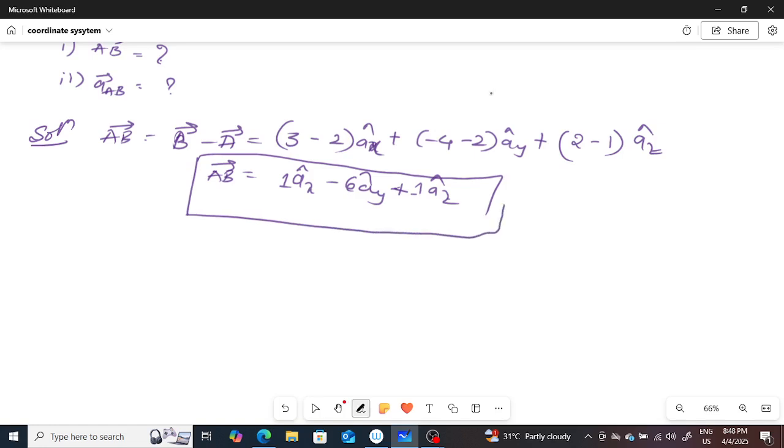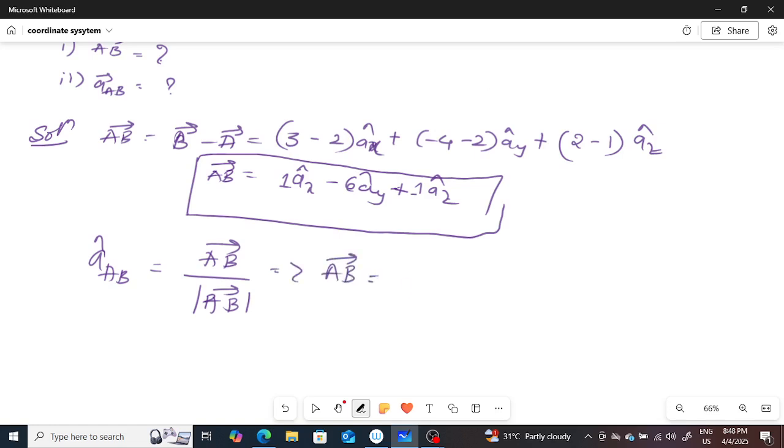Then what are they asking? They are asking for the unit vector of AB. So to find the unit vector, you need the vector AB and the magnitude of vector AB. You already know the vector AB, and the magnitude is very simple. How do we find the magnitude?